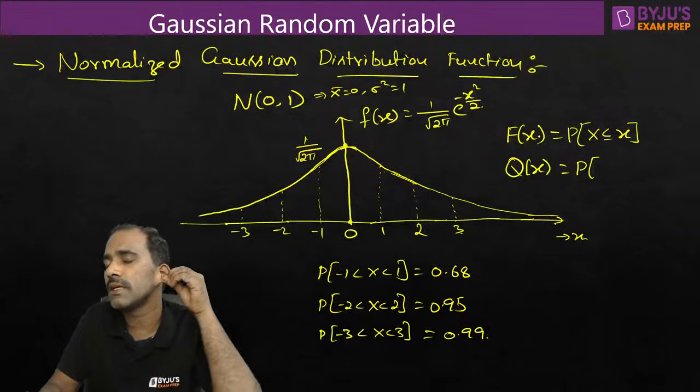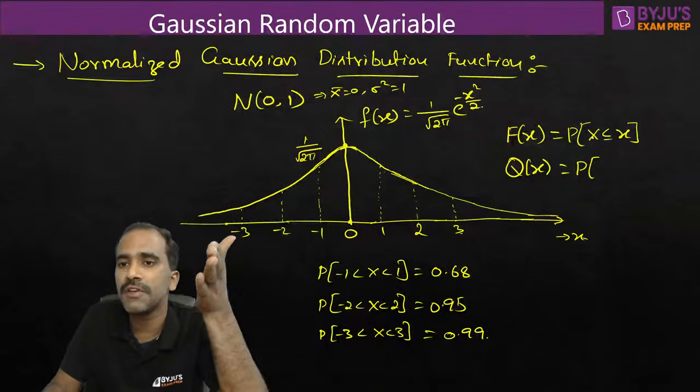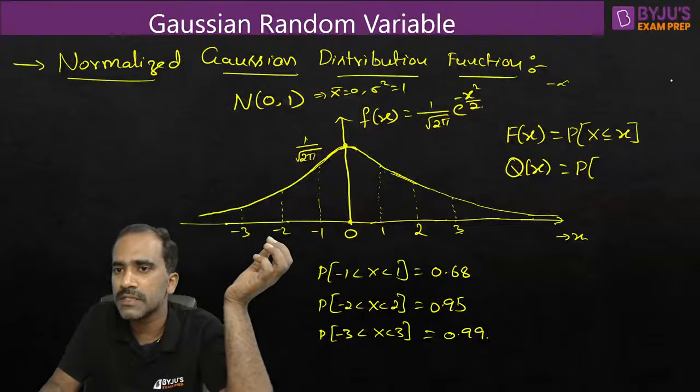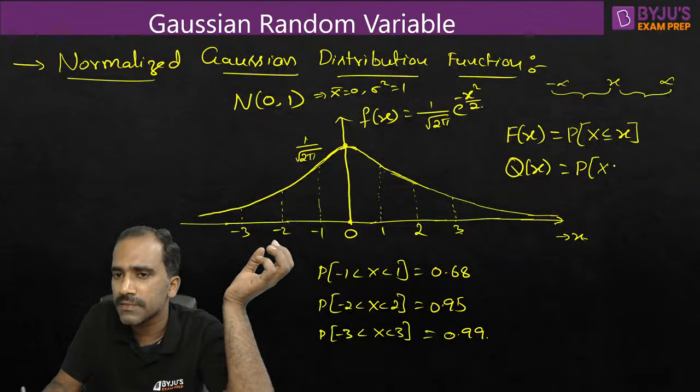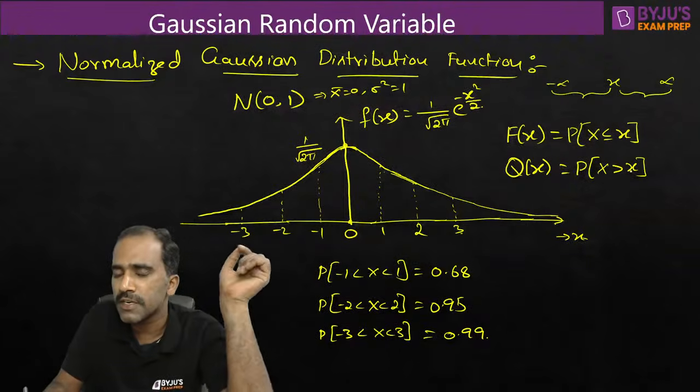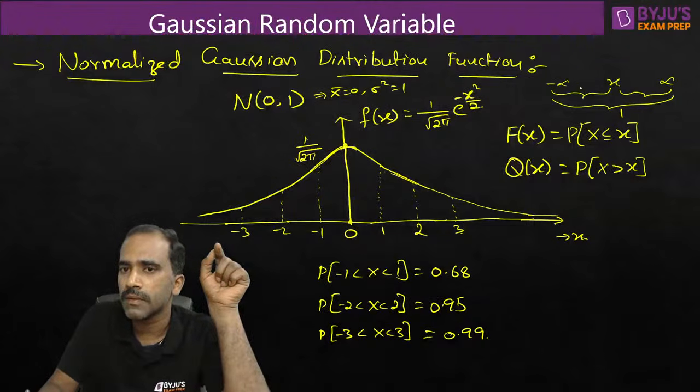In the F function, in the CDF function, we are interested in the probability of the random variable taking values from minus infinity to x. From minus infinity to x, we are interested in the CDF function. In the Q function, the remaining probability we are interested in, which is capital X greater than small x. We are interested in the probability of the random variable taking values from x to infinity. This total area is 1, we know that much. Only this part is like F of x, and this part is like Q of x.